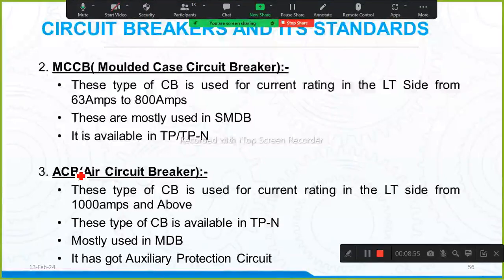So MCCBs are preferred from 63 ampere to 1000 amps, and these are mostly used in SMDB, sub-main distribution board panels, or main distribution board panels, based upon the current rating. So these are mostly used in MDBs or SMDBs.